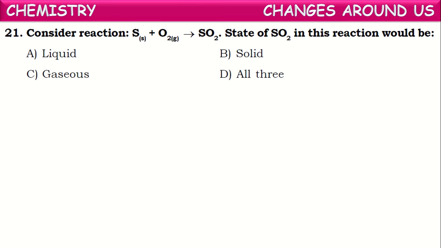Consider the reaction. Sulfur plus oxygen gives sulfur dioxide. The state of sulfur dioxide in this reaction would be, generally, oxides of sulfur are gases. There are two oxides, sulfur dioxide and sulfur trioxide. So here, the sulfur dioxide formed is also a gas. Sulfur is a solid, oxygen is a gas. When sulfur is burnt in oxygen, it forms a gaseous product, sulfur dioxide.